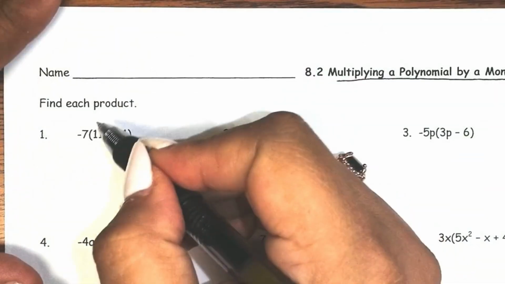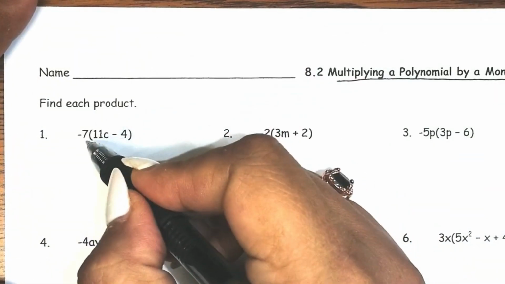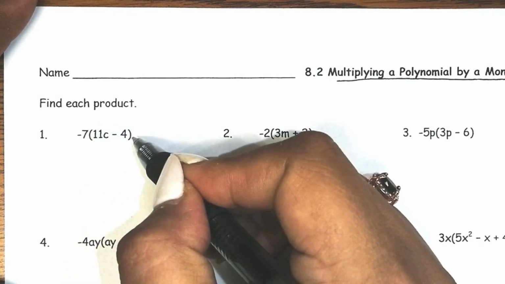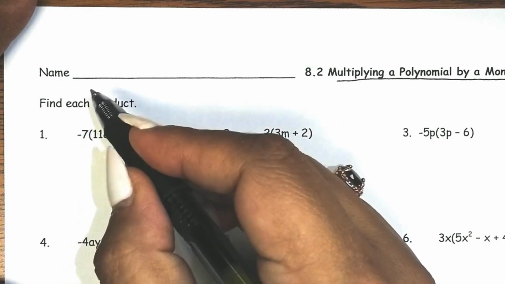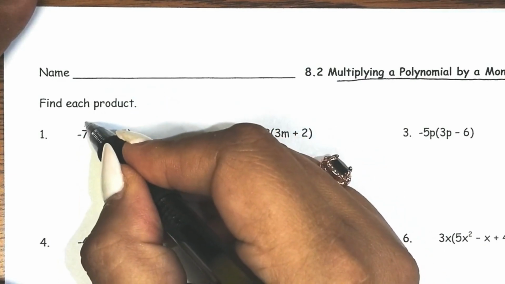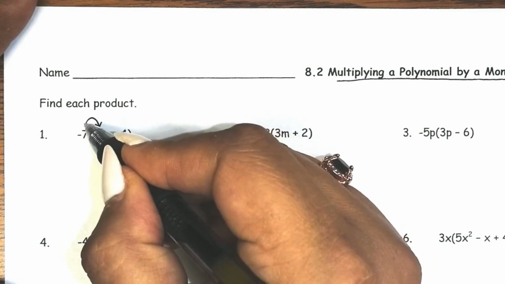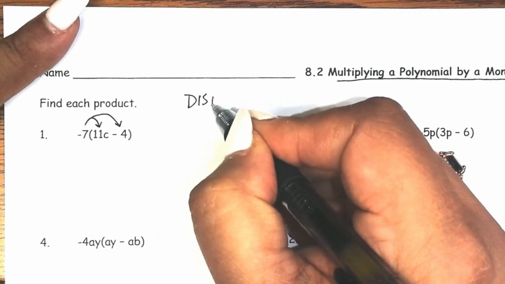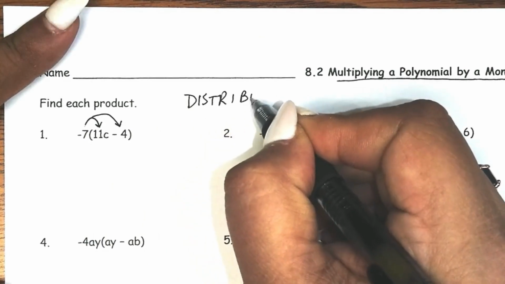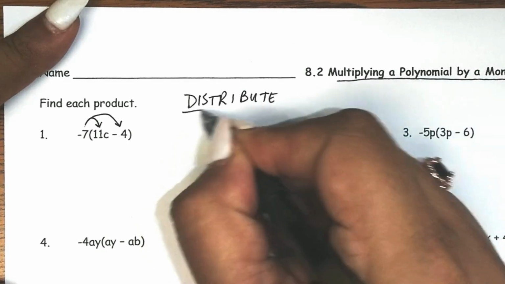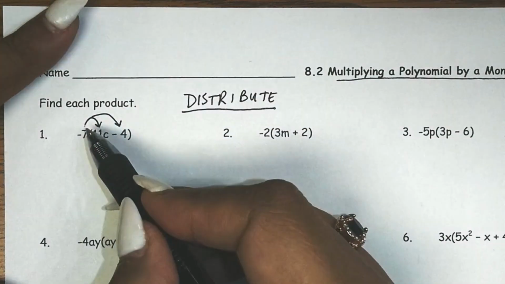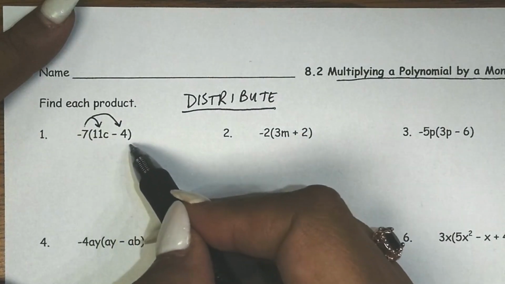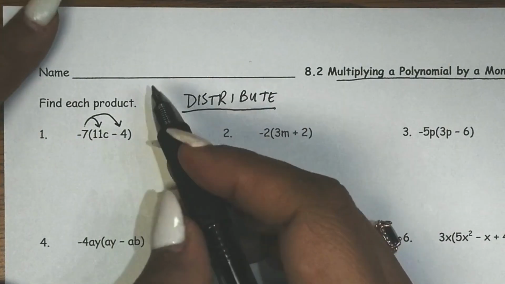So looking at this, you notice that the -7 is being multiplied to 11c minus 4. So what you're going to do is take this -7 and you have to distribute. This whole entire worksheet here is distributing. Distribute is when you take your outside and you multiply it to everything on the inside of your parentheses, to every term on the inside.